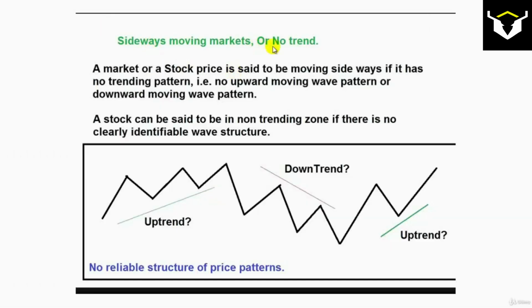Sideways moving market or no trend. A market or a stock price is said to be moving sideways if it has no trending pattern, that is, no upward moving wave pattern or downward moving wave pattern. A stock can be said to be in a non-trending zone if there is no clearly identifiable wave structure. Take a look at the figure below.